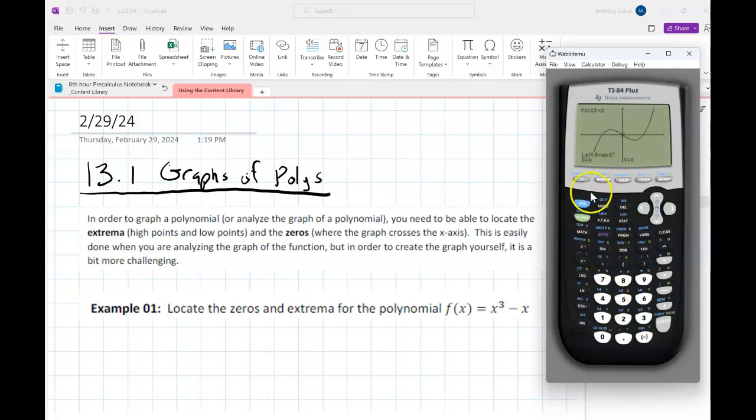Maximum. So the calculator is going to ask for 3 things from me. Notice at the bottom it has left bound with a question mark. So I'm going to use the left arrow button on my calculator to move my cursor so that it's left of where I think that maximum is. That looks fine there. I'll press enter. Now it asks for right bound.